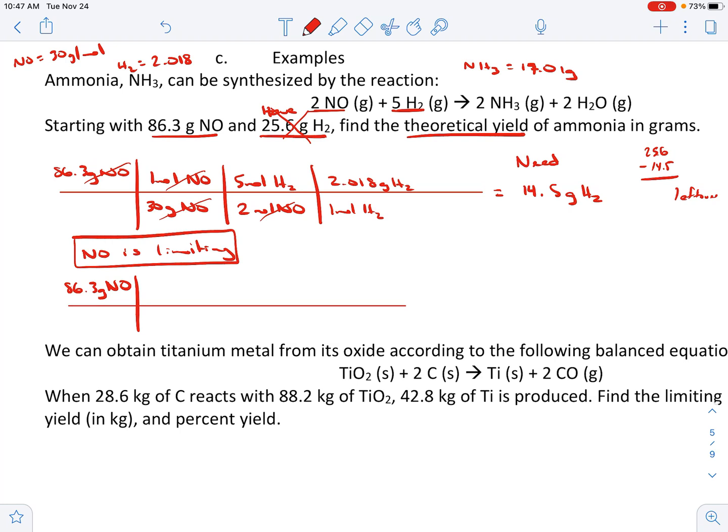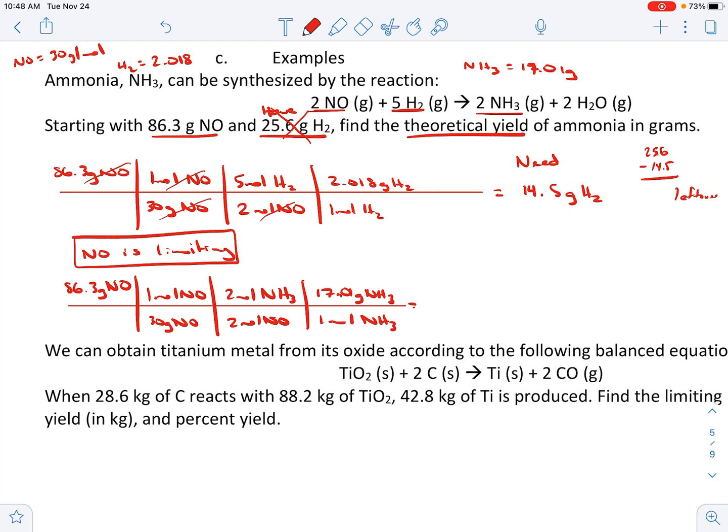All right. So same first step, 1 mole of NO. We've got 30 grams of NO. Okay. Now our mole-to-mole ratio, we still have 2 moles of NO, and this time, it's for every 2 moles of NH3. And then our last step is to multiply by the molar mass, 1 mole of NH3, and then we have 17.01 grams of NH3.